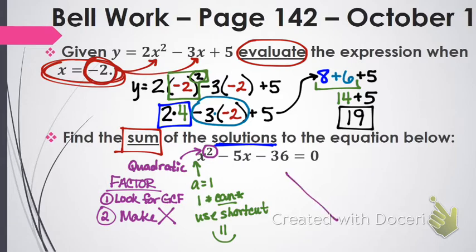So I'm going to do my X. We multiply the A and the C, 1 and -36 up on top. So 2 numbers that multiply together to give me -36, but add to give me -5. 9 and 4. I want it to add to be a negative, right? -9. If the bottom number, the B value, is negative, the bigger number is negative. If the bottom value, the B number, is positive, the bigger number is positive.